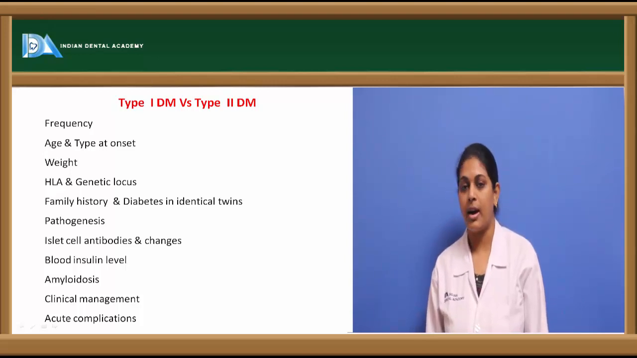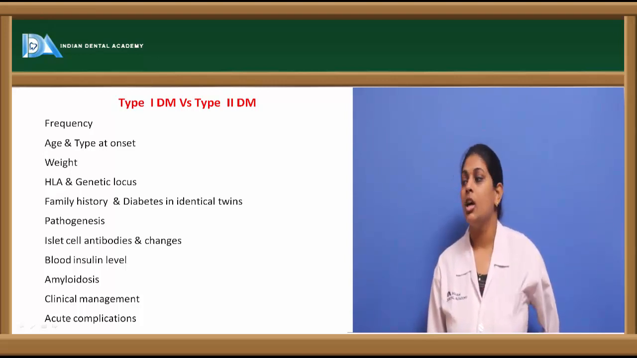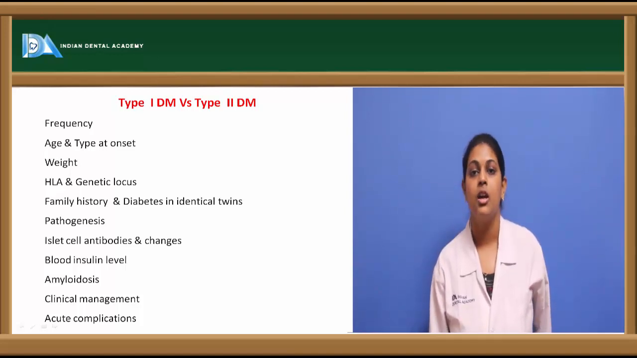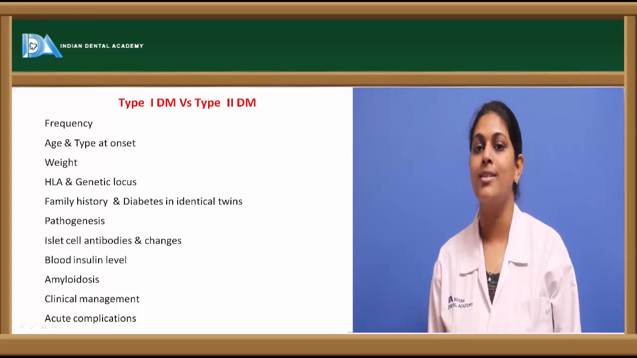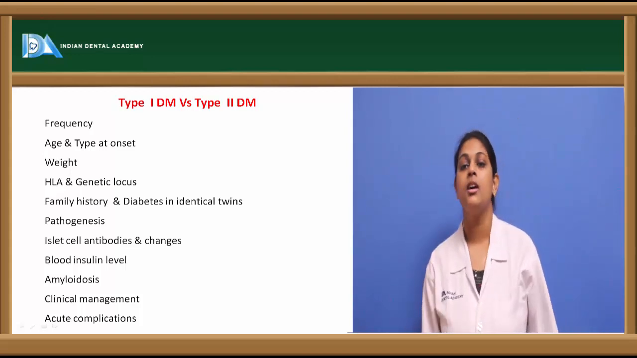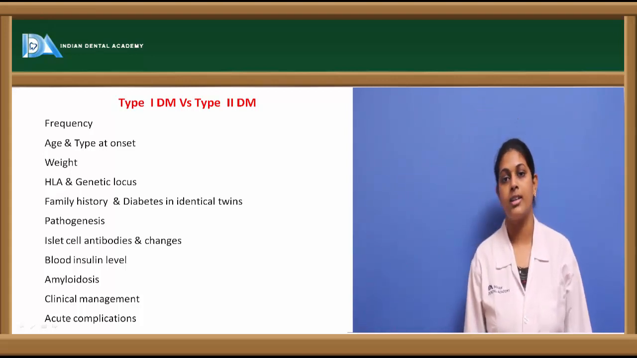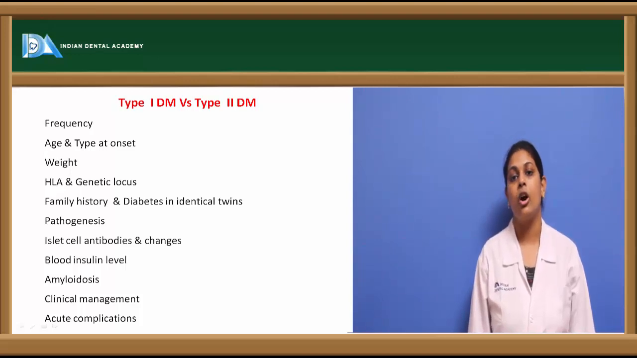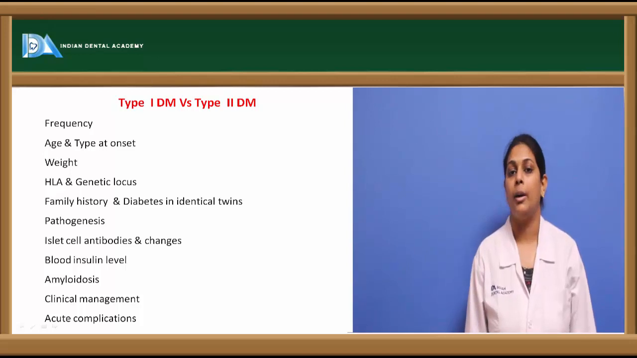Now, coming to clinical management, usually the patient is advised insulin replacement in type 1 diabetes mellitus. In type 2 diabetes mellitus, the patient is advised oral drugs, diet and exercise, as well as insulin replacement in chronic cases. Acute complications, usually we see ketoacidosis and diabetic coma in cases of diabetes mellitus.